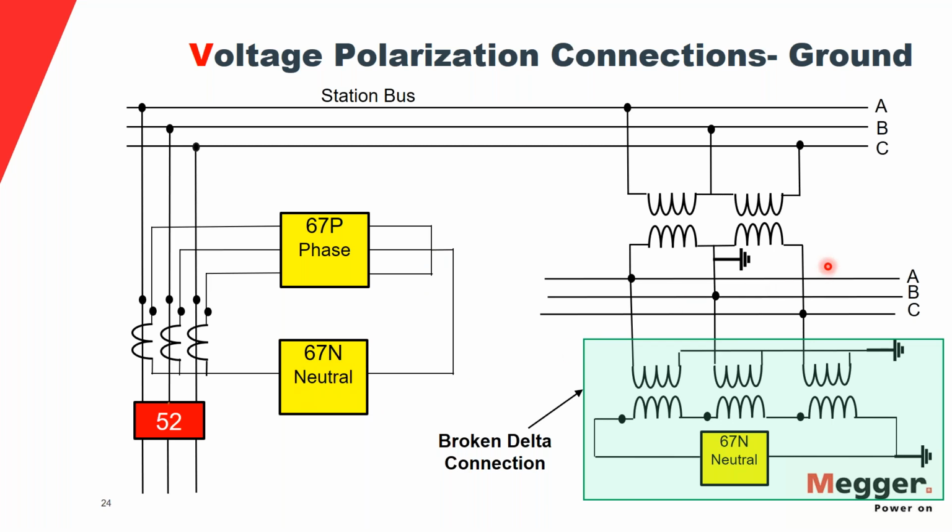Now, for the polarizing quantity, I said that it takes a broken delta connection. So here is how I've drawn a broken delta. You can see that the non-polarity end of phase A is connected to the polarity end of phase B, and non-polarity of phase B is connected to polarity of phase C, and non-polarity of phase C is open-ended. It's going directly to your 67N neutral voltage for voltage measurements. That's the reason it's called a broken delta, because I'm not connecting the non-polarity of phase C back to the polarity of phase A.